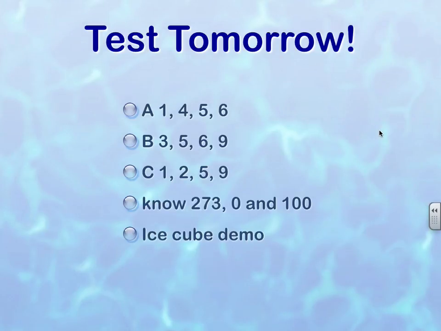Okay, seriously, there's a test tomorrow. In problems A, you want to circle 1, 4, 5, and 6. In problems B, you want to circle 3, 5, 6, and 9. In problem C, you want to circle 1, 2, 5, and 9. And the numbers you need to have stuck inside your head.